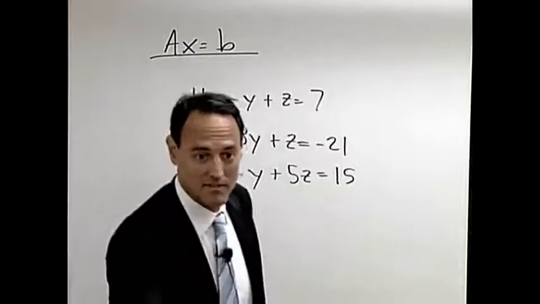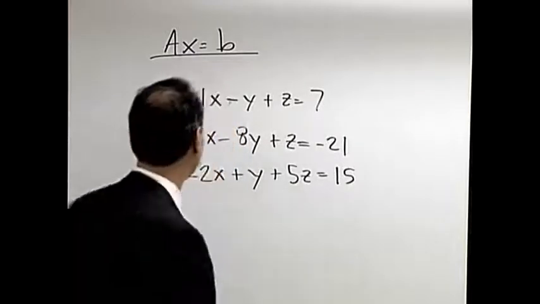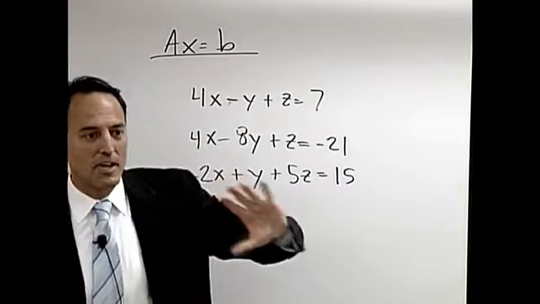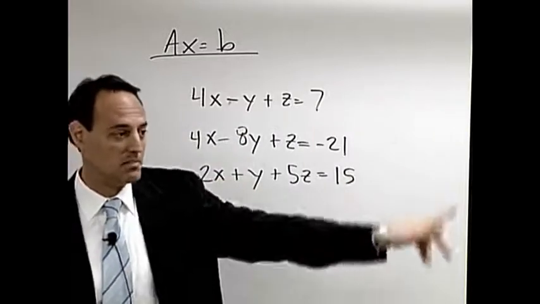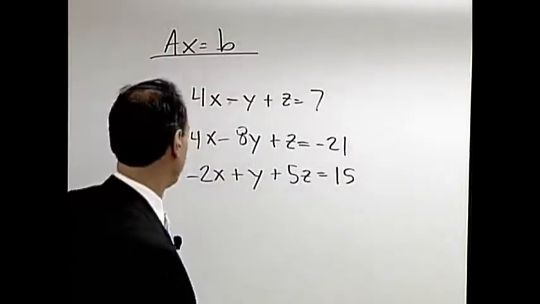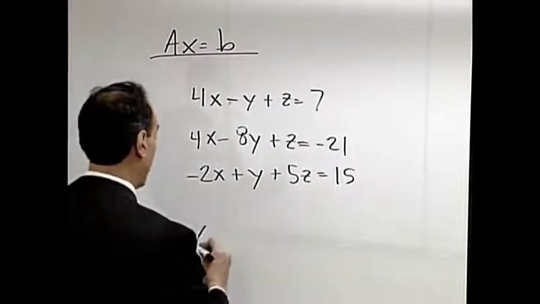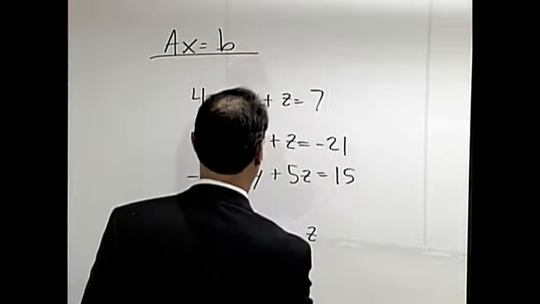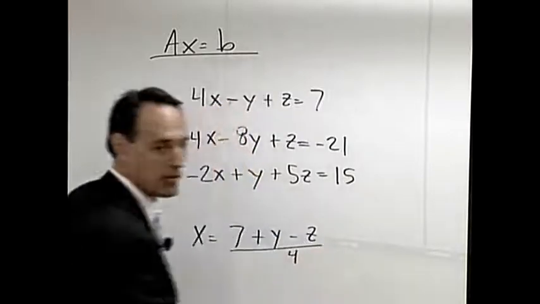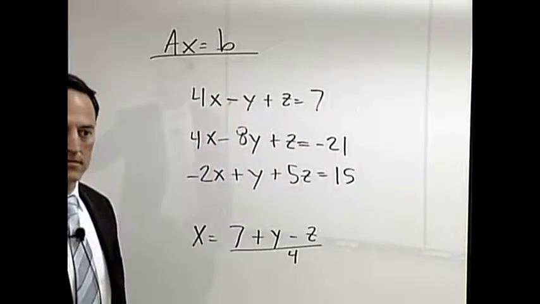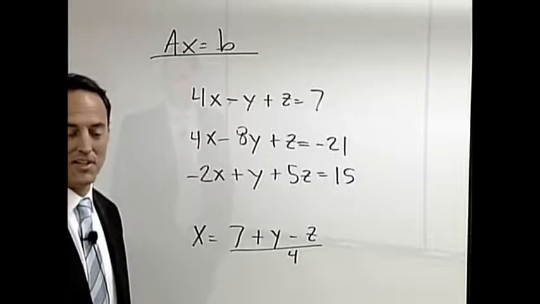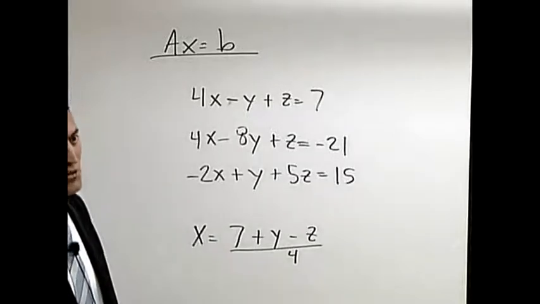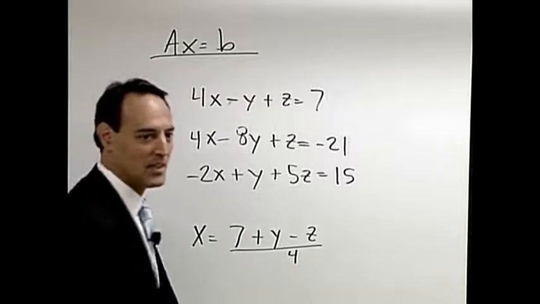Okay. Ready? Here's what I'm going to do. For the first equation, I'm going to solve for x in terms of y and z. So if I do that, I get x is equal to 7 plus y minus z all over 4. I know. So far, nobody's impressed that much. But that's okay. We're just setting up the trick right now.